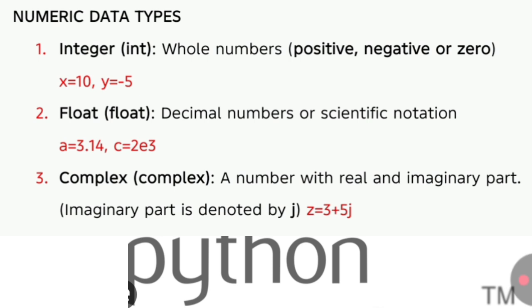And also a complex data type is used in Python for variables that will store complex numbers. A complex number is a number which has two parts, including a real part and an imaginary part. The imaginary part is denoted by the letter J.